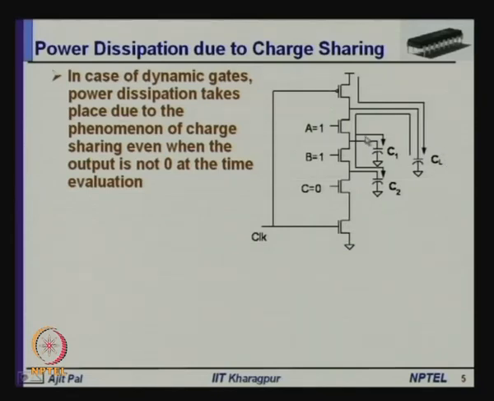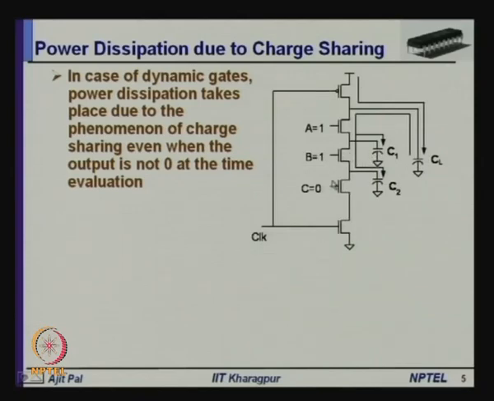there are three nodes. One node is here, another node is here, another node is here. At the third node, there is also a capacitance C3, which is not mentioned. So, let us assume that initially our input was 111. Whenever the input is 111, as you know, the output will be 0. So, all these capacitors will be discharged.